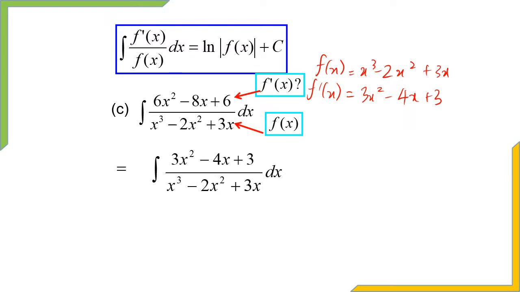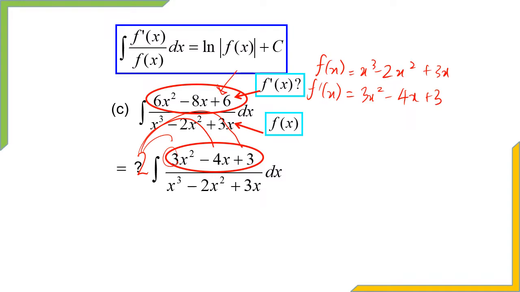Okay, so suppose 3x squared minus 4x plus 3, but what we have here is 6x squared. So to get 6x squared, this 3 should be multiplied by 2. So we need to put 2 outside the formula, outside of the integral. If we multiply by 2, 2 multiplied by 3 is 6, 2 multiplied by 4 is 8, 2 multiplied by 3 is 6. So we get the same thing as in the question.